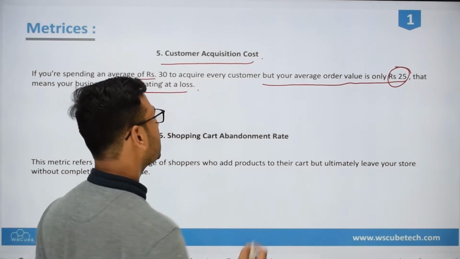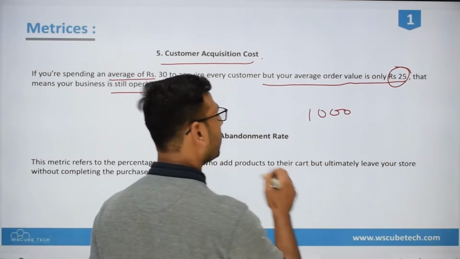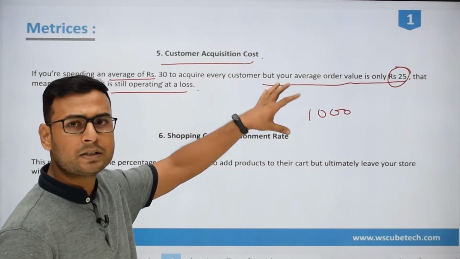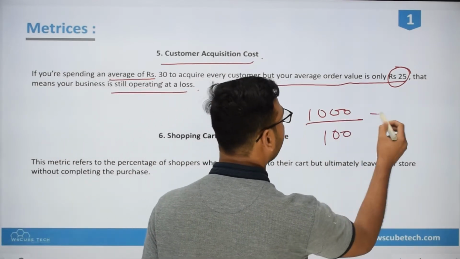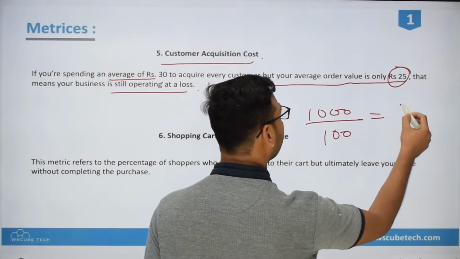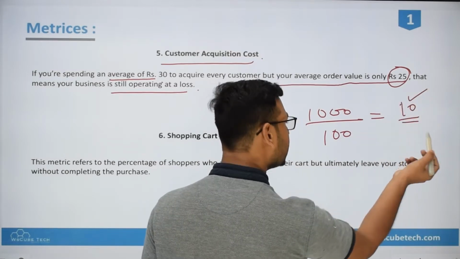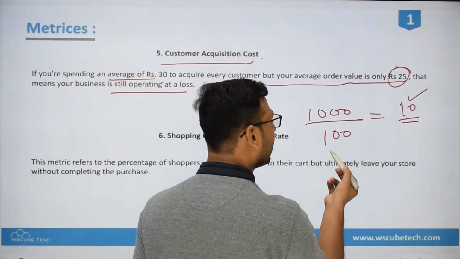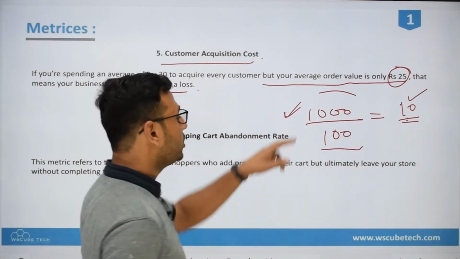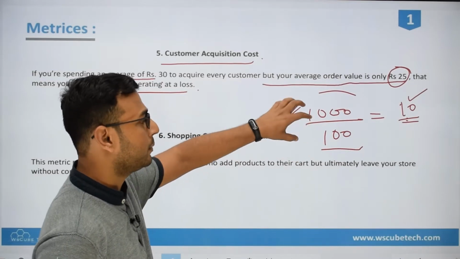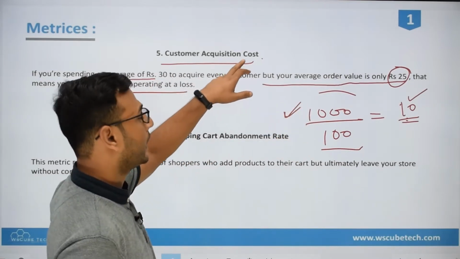Suppose you have spent 1000 rupees on all these different channels, and you have acquired 100 customers, right? So the cost per acquisition will be 10 rupees. You are spending rupees 10 for each customer that you are acquiring, and there are 100 customers, so it multiplies to make 1000 rupees, right? This is the mathematical representation of the customer acquisition cost.